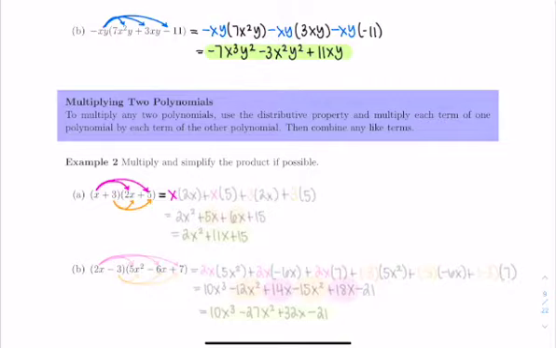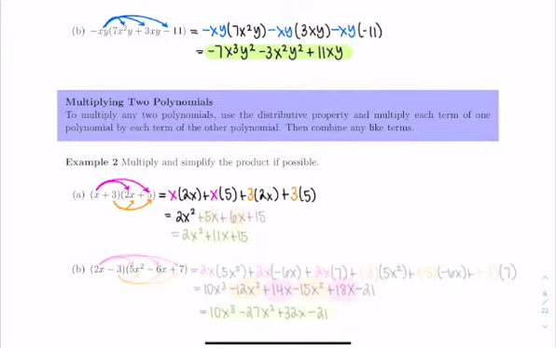So we have x times 2x, we have x times 5. We have 3 times 2x. And we have 3 times 5. So you'll see that the numbers written in black did not change. The only thing that changed was what was being distributed to them. So let's go ahead and simplify.